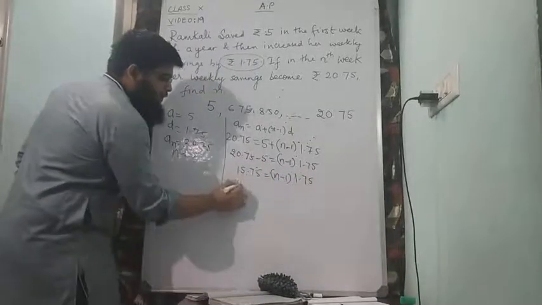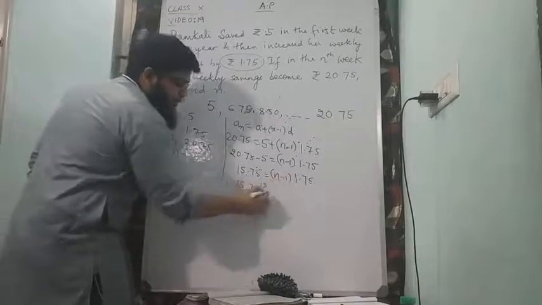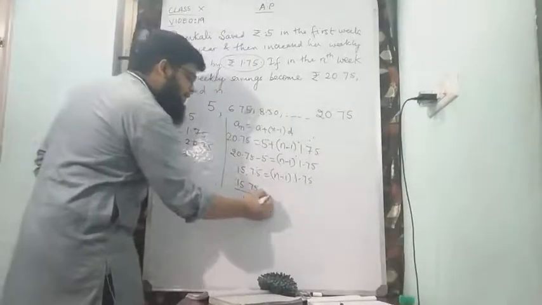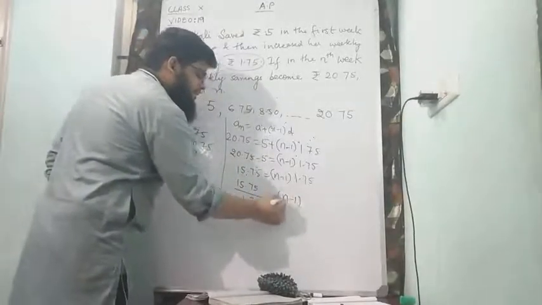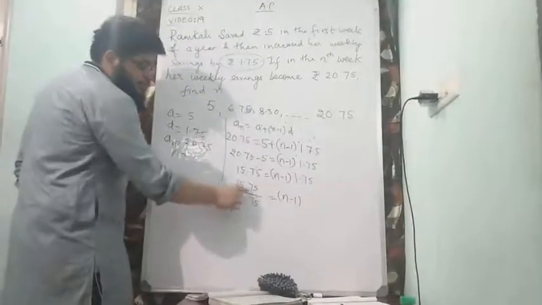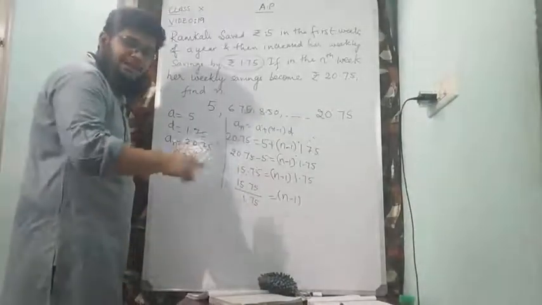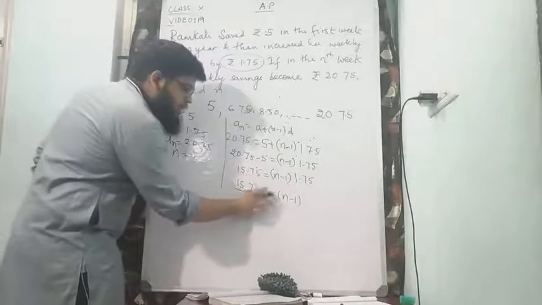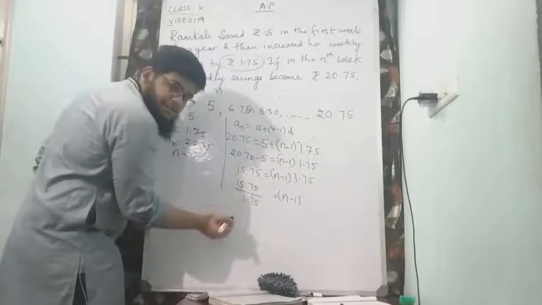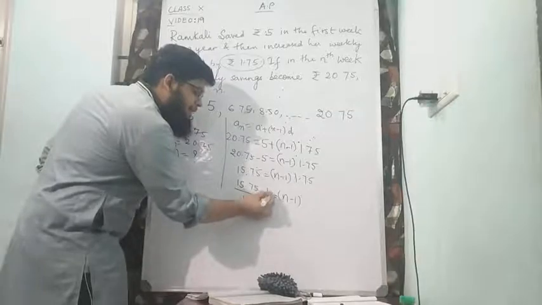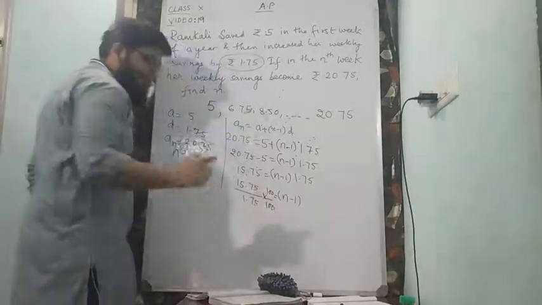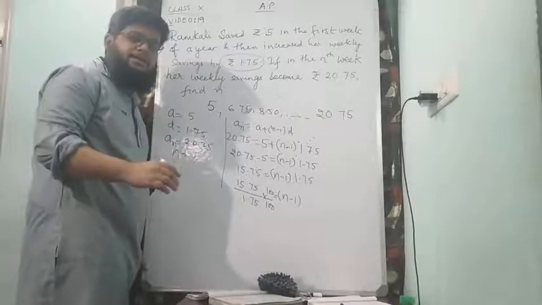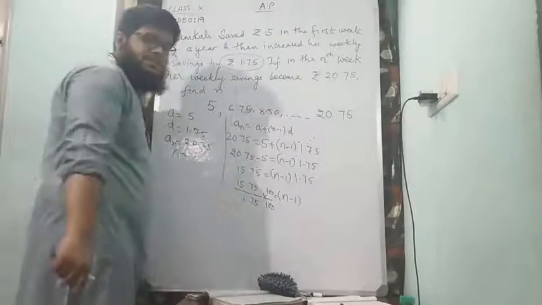Now 1.75 comes across and it becomes 15.75 divided by 1.75 is equal to n minus 1 remaining. Now before we do the division, we have to remove the decimal points. So the decimal point is after two numbers. We have learned that if we have decimal points after two numbers, we can multiply and divide by 100. If we have after one number, we can multiply and divide by 10. After three numbers, multiply and divide by 1000. So after two numbers, it's going to be 100.